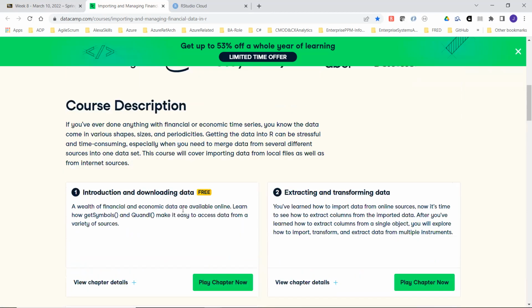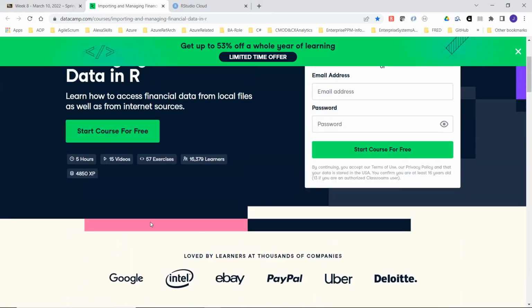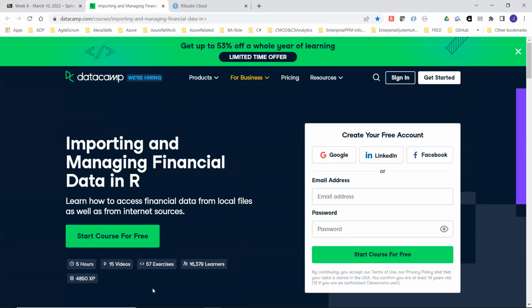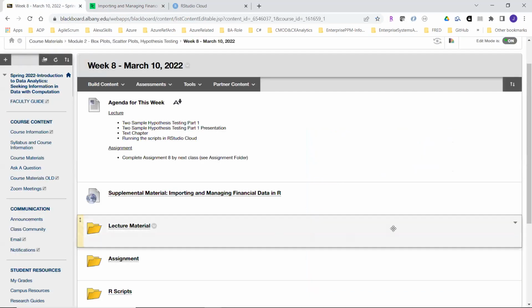It's something to think about. Maybe you sign up for it and then do it when you have time. You're probably too busy right now with the semester going on. But I do want to show you this as a supplement to some of the cool things we can do in R, especially if you're going to further your analysis or your education in informatics and data analytics. So I wanted to point that out to you.